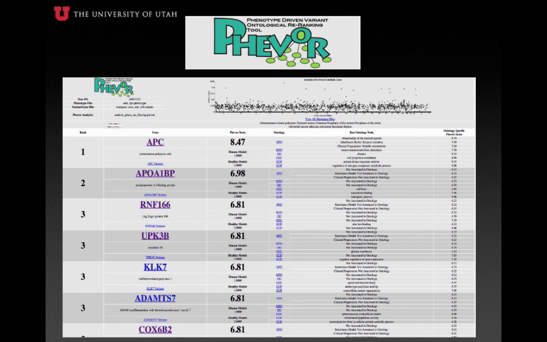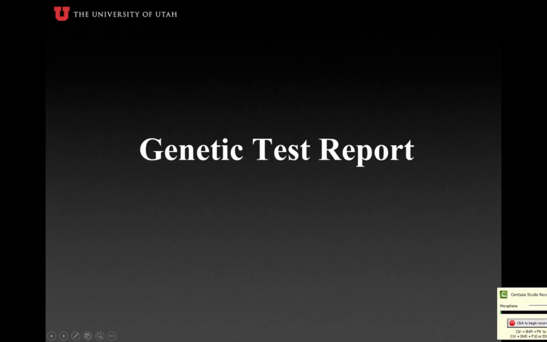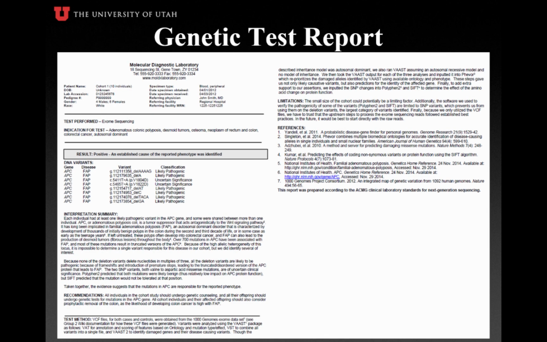So now that we have APC as the winning gene, we will next turn to Rachel, who will describe the genetic test report as well as more details about APC mutations. So this is Rachel here, and my part of the project was to take all the data that we generated using VAST and Fever and create a mock genetic test report. Shown here is the test report itself. Don't worry too much about reading this. I'll show close-ups of each section in the upcoming slides.